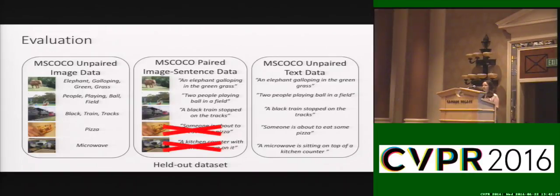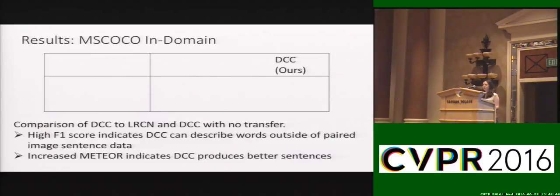However, in order to evaluate our model, we need to have some words which don't occur in our paired image sentence data. So to do this, we take out sentences which include one of 8 objects in the MS COCO dataset, and we call this our held out dataset. All right, so to evaluate our results, we look at 2 baselines. The first baseline is LRCN, trained on our held out dataset, and the second baseline is DCC without transfer.